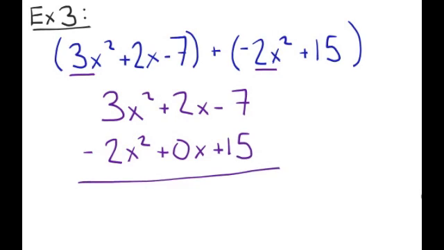Okay, so all we did was stack our polynomials. We're going to add them together. We're going to combine them. So 3x squared minus 2x squared leaves us 1x squared, or just x squared. 2x plus 0x is obviously going to be positive 2x. And then negative 7 plus 15, remember your integer rules, is going to give you a positive 8. So it leaves us with the answer x squared plus 2x plus 8, which is called a trinomial, remember?